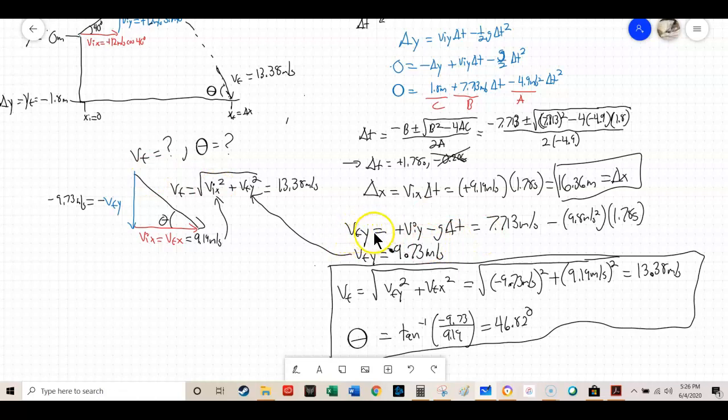And then we solved for the final velocity in the y direction using the linear fit. And now that we had that time of flight, we could use that to find the final velocity. And then we put that back into the Pythagorean theorem to solve for that hypotenuse. And then we used the y direction and the x direction to find the angle at which it's coming in. But since we found the hypotenuse, we could have used inverse sine or inverse cosine too.